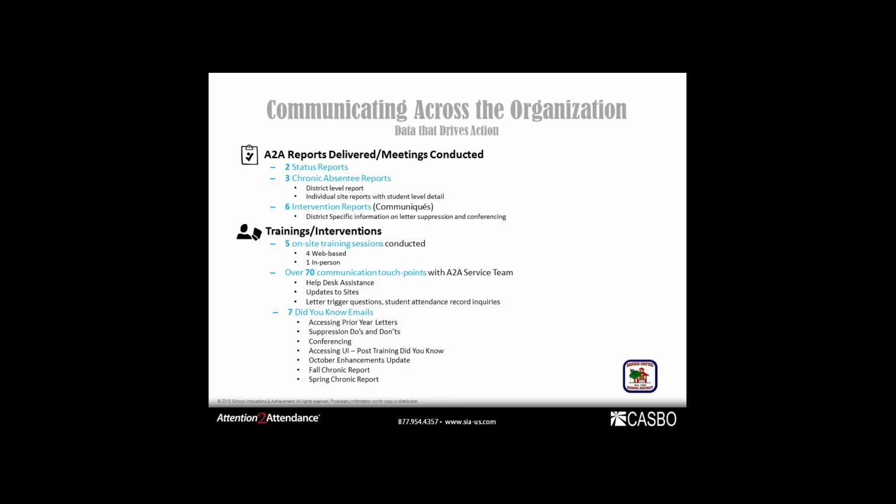So just again, going through how that partnership has helped us. Throughout the year, we get 2 status reports that let us know where we are and what we're doing. 3 chronic absenteeism reports that not only hit the district level but, as Jeff had talked about, disaggregate it to the individual school site level. And then 6 intervention reports that are district specific that really talk to us about, as I said earlier, that conferencing, and it keeps us up to date.